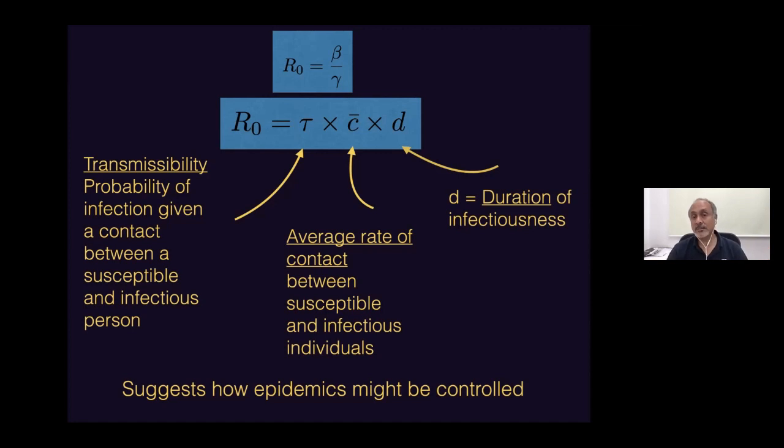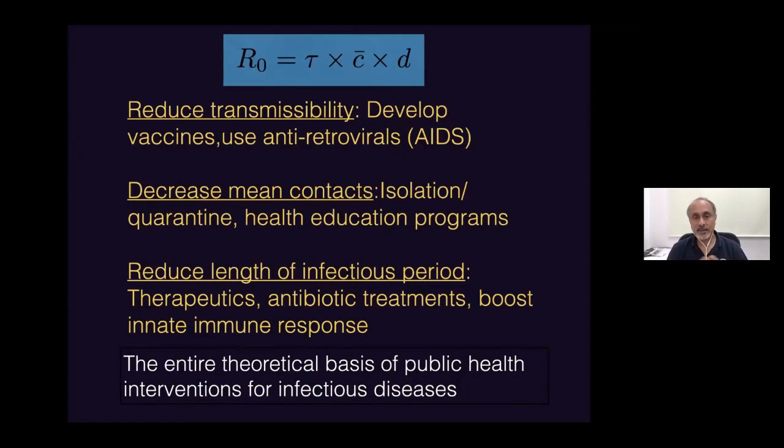If you have a large number of contacts but a small efficiency of transferring disease, you can still wind up with the same number of new infections as if you had a small number of contacts but were much more efficient at transferring the disease. This also suggests how you might control epidemics. That's because you can work on each of these quantities independently.